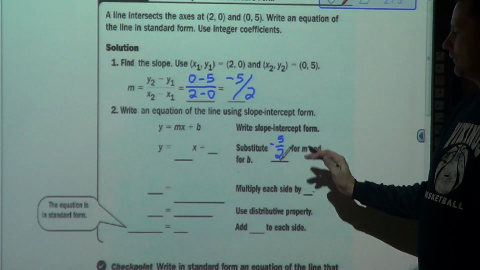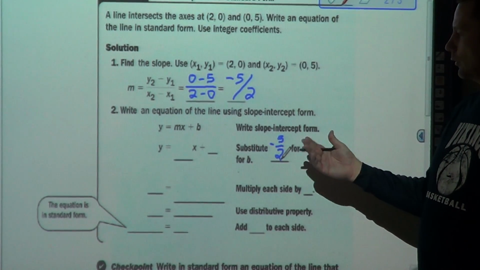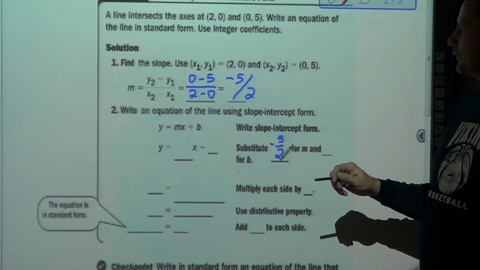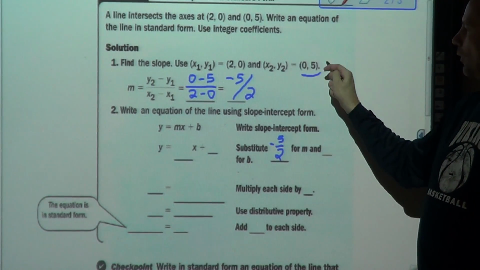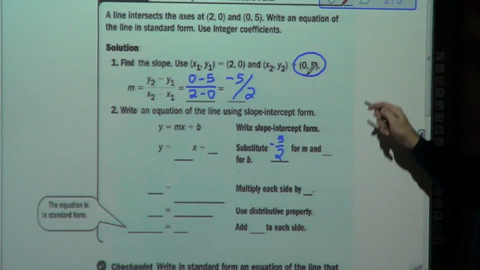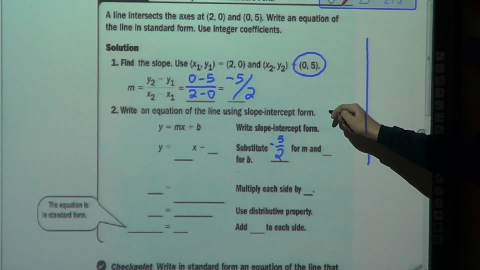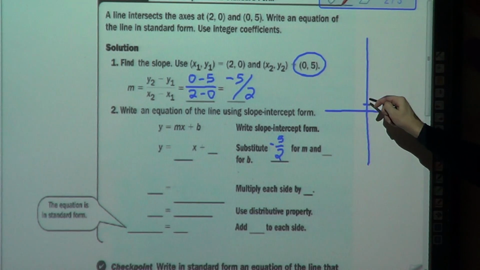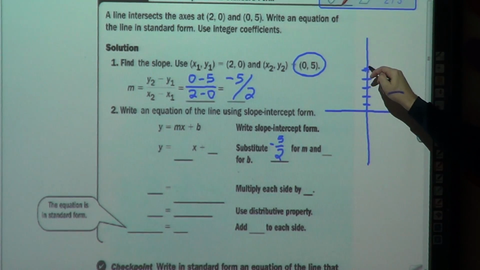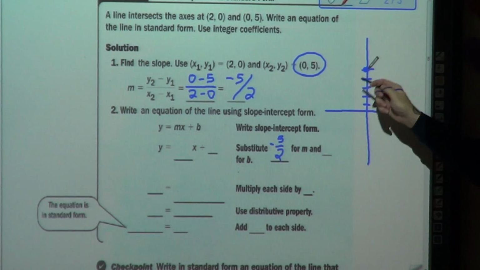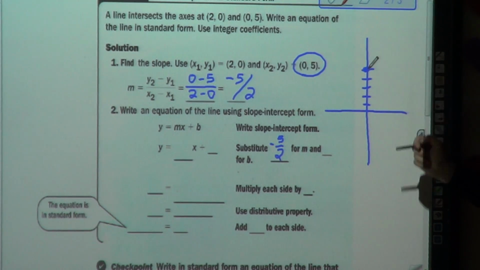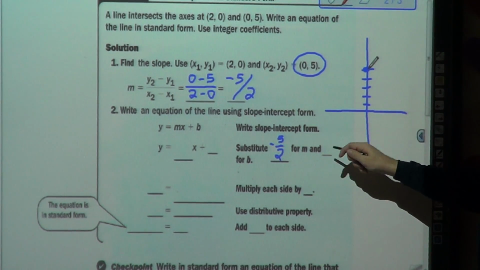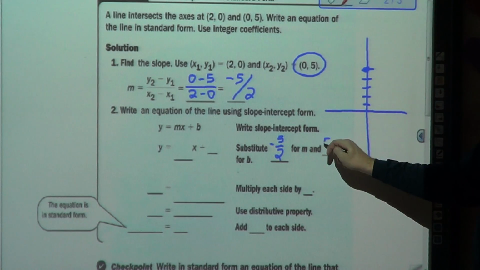Now this is a little different problem than what you'll see for the most part, because they show me that one of the points is 0, 5. That's telling me what the y-intercept is. That's telling me what the b is. So 0, 5 is 1, 2, 3, 4, 5. That's that point right there, which is, if this line goes through that point, then that means that's the y-intercept. So we would substitute 5 in for b.